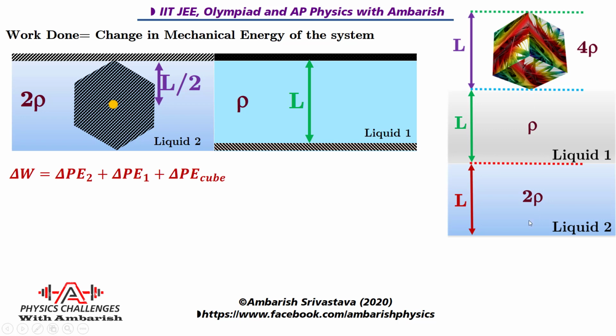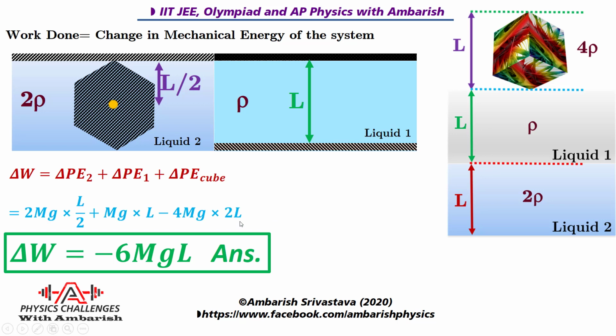So let's write this in the form of an equation. What's the total work done? The change in potential energy of liquid 2 is 2mg, because this mass is going to be 2m as I said, so 2mg into L by 2. The center of mass gets displaced by L by 2, so this liquid is going here. Now for liquid 1, this mass should be m because the density is rho, and this mass m is getting shifted to the top layer. So mgL, and for the cube it is 4mg and the distance is 2L. This is the total change in potential energy of the system, and this must also be the work done by the tension. So if you solve this, delta W comes out to be minus 6mgL.